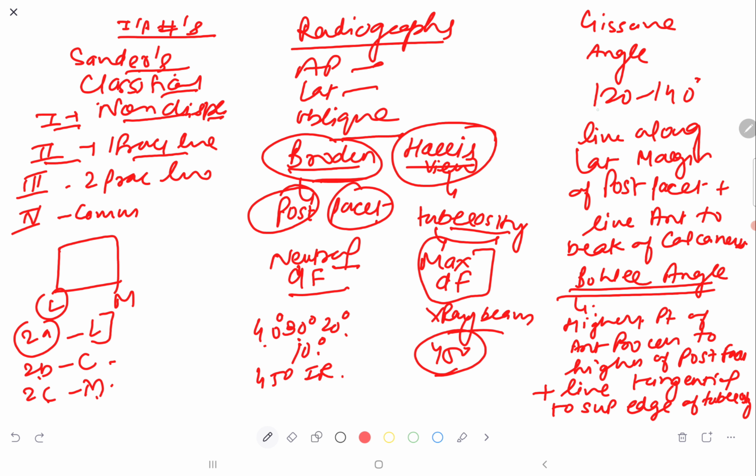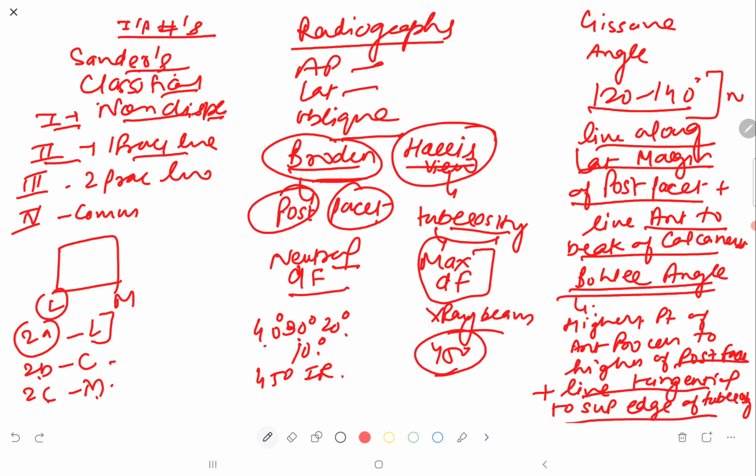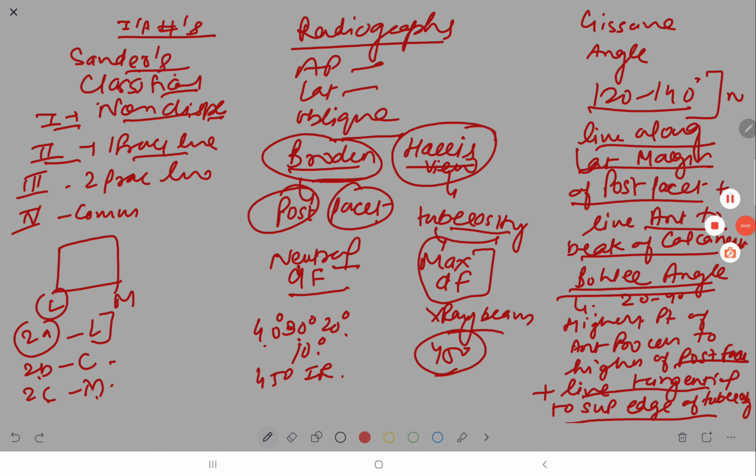Gissane angle is 120 to 140 degree normal. A line along the lateral margin of posterior facet is drawn, plus a line anterior to the beak of calcaneus is drawn. Bohler angle is from the highest point of anterior process to the highest point of posterior facet. Then the second line is a line tangential to the superior edge of tuberosity. This is the Bohler angle. It is normally 20 to 40 degree.